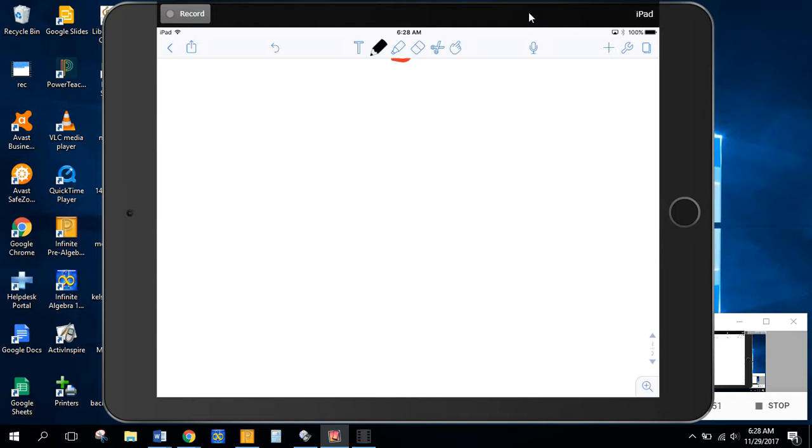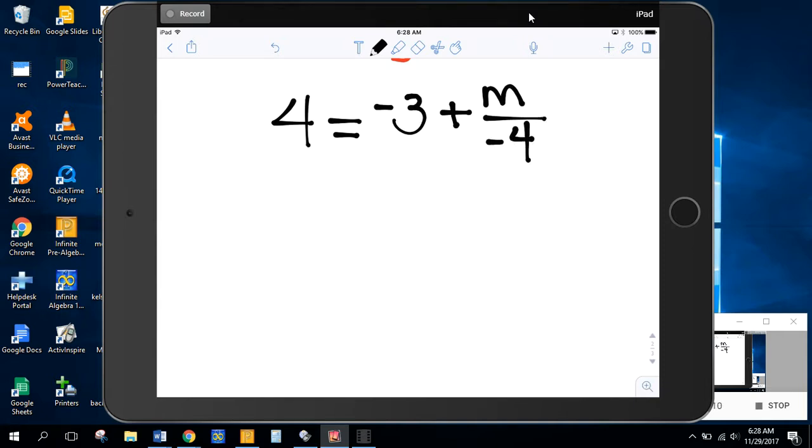All right, grab my black here. All right, so let's say we've got 4 equals negative 3 plus m divided by negative 4.